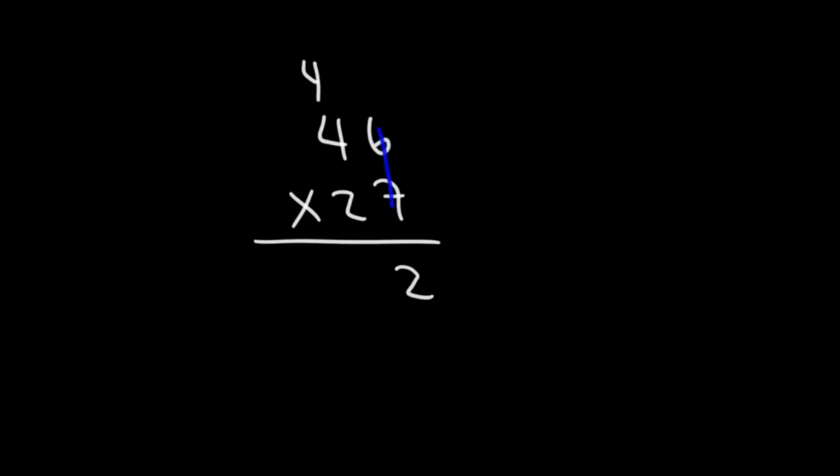Now let's try an example that is a little bit harder. Let's multiply 46 by 27. If you want to try it yourself, feel free to pause the video and work on it. So let's begin by multiplying 7 by 6. 7 times 6 is 42. So we're going to write the 2, carry over the 4. Next, we have 7 times 4, which is 28. And then we need to add 4 to 28. So 28 plus 4 is 32.